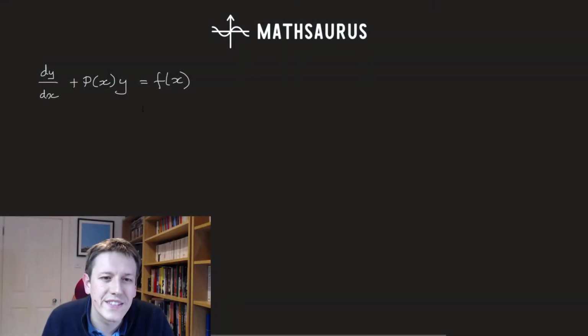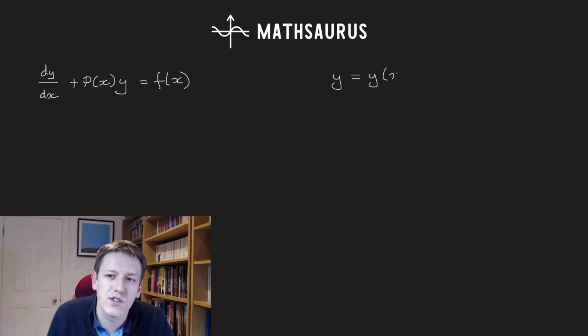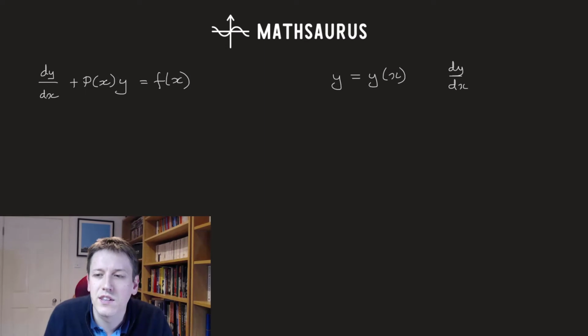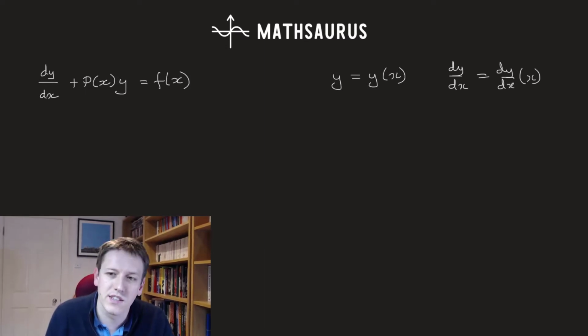So you want to solve a differential equation that has the form dy by dx plus some function of x that I'll call p here multiplied by y equals some other function of x. Now of course y here is also a function of x, but I'm not going to write that out every time here, and of course you could also think of dy by dx as also a function of x, but we don't tend to write that every time.